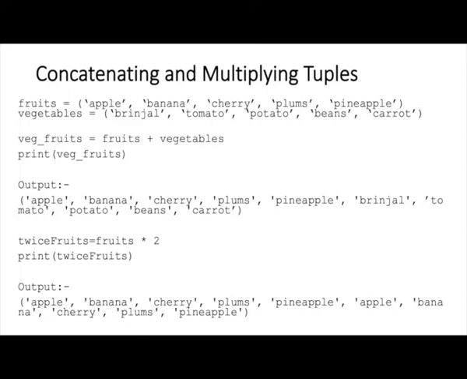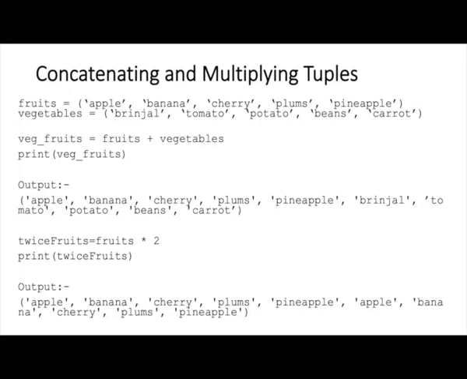So, you observe the output, you get the elements of the fruits tuple first, that is apple, banana, cherry, plums and pineapple, followed by the elements of the vegetables tuple, namely brinjal, tomato, potato, beans and carrot. So, all elements put together. So, totally this veg_fruits tuple has 10 elements.